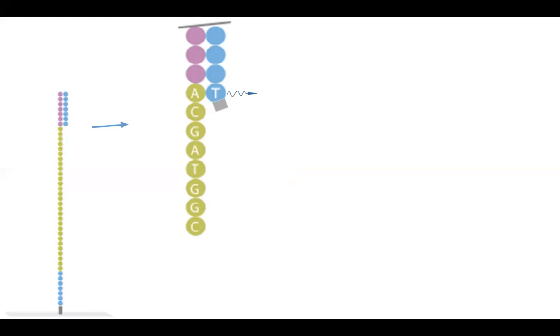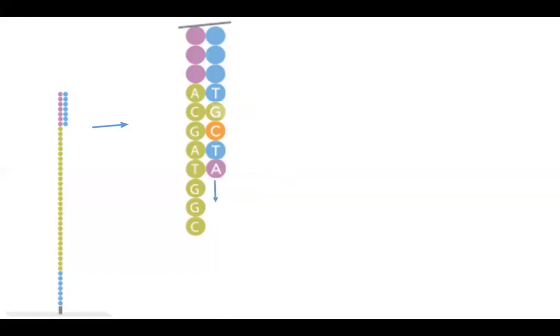In the next cycle, the label and the block will be removed, and then the steps are repeated. So dNTPs are again added, a laser exposes the samples, the flow cell, and it is detected again which color is visualized, and in this way every cycle, a single base is detected in repeated steps called cycles.